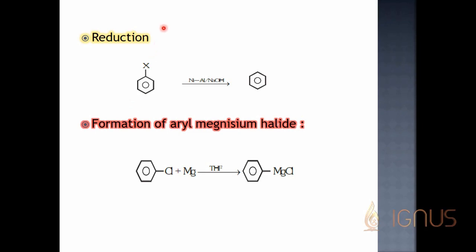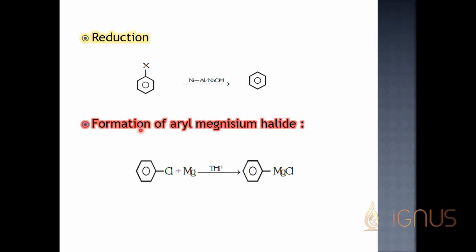Next, reduction. When aryl halide is reduced in presence of nickel and aluminium in presence of NaOH, it gives benzene. Alkyl halide is reduced to benzene.